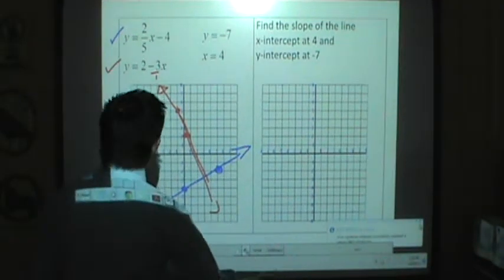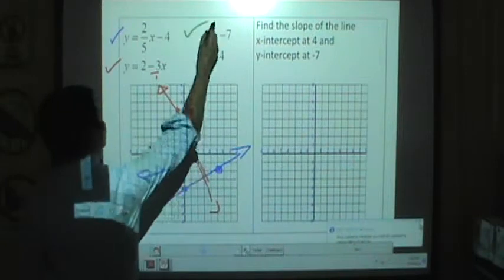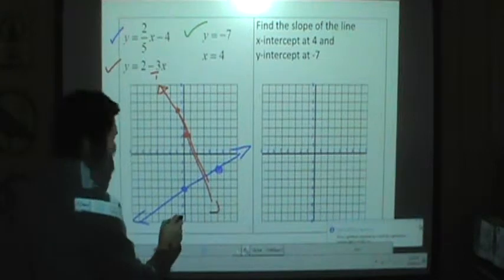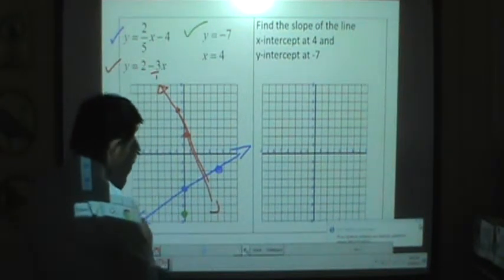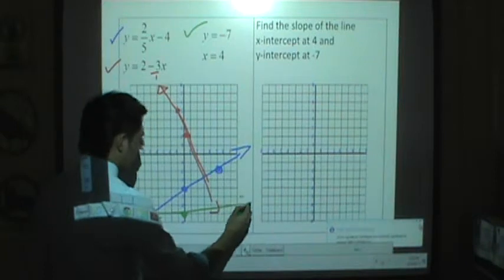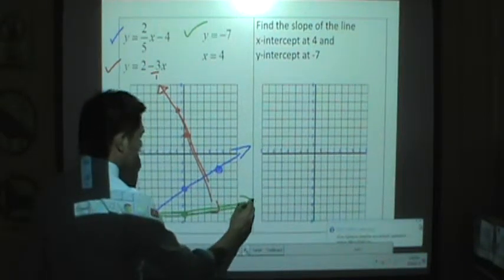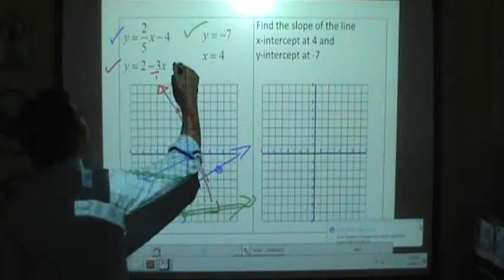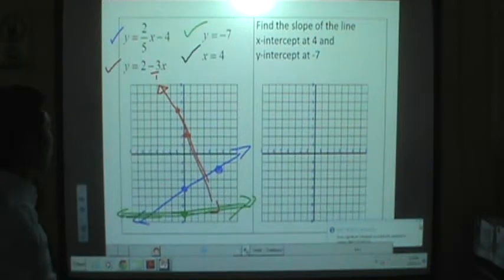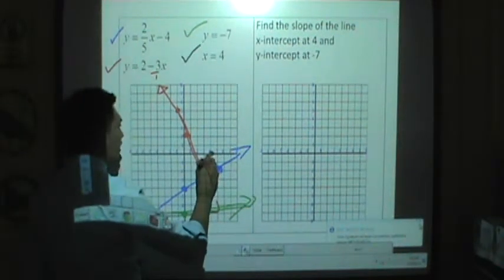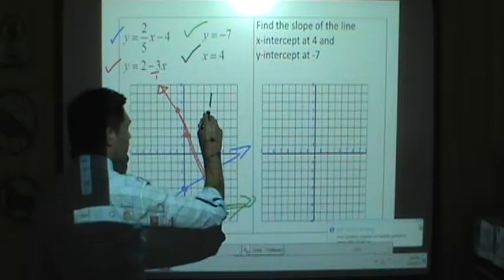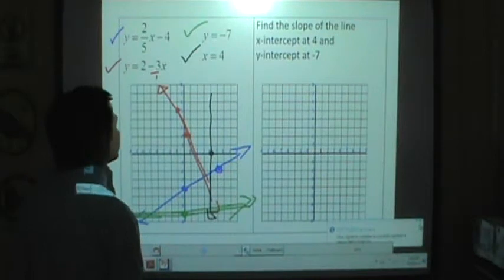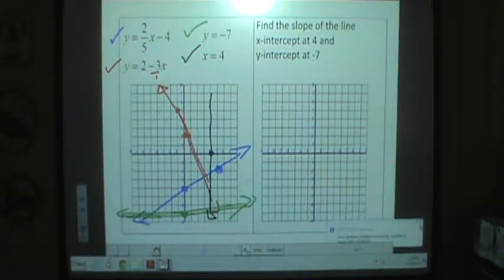Okay? Next, let's try the green line, which is y equals negative 7. Find the value of y. So your graph is going to be a horizontal line passing negative 7 on the y-axis. While x equals 4, that means you have to find 4 on x, and then it's going to be a vertical line passing through positive 4 on x. I'm sorry, I mean positive 4.